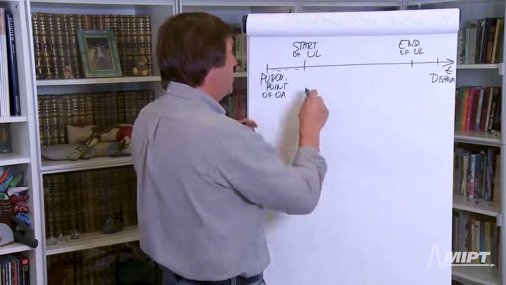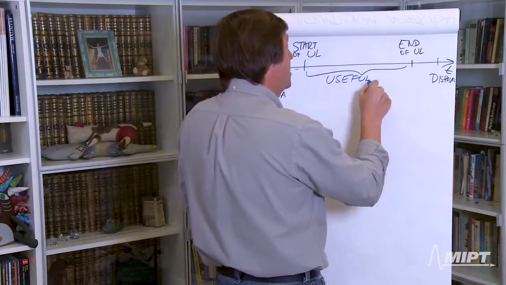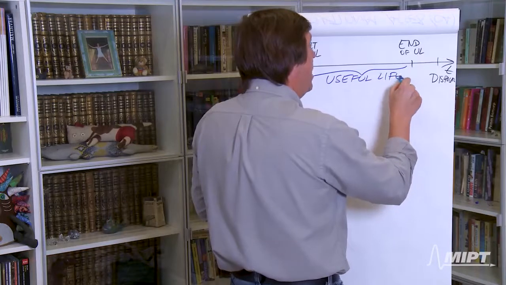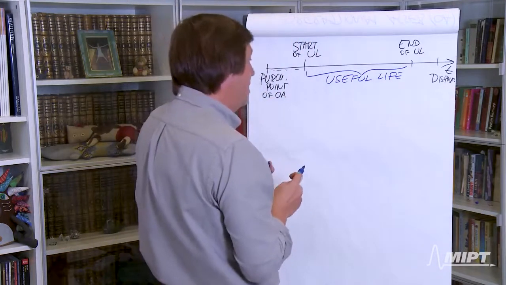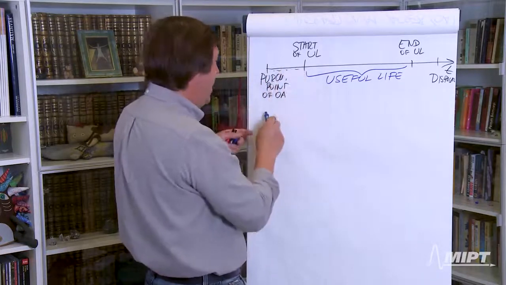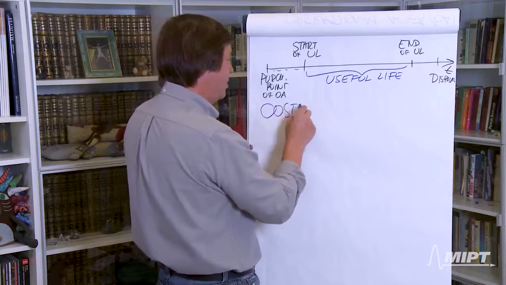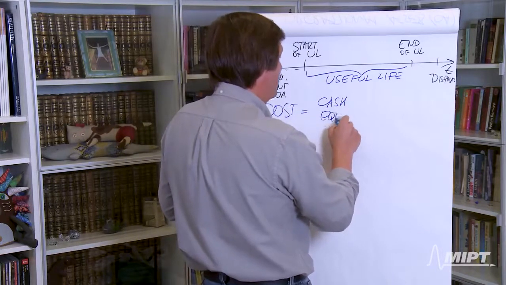So this is useful life. Basically, this is the amount of time when you use this asset. And now, when you purchase that, then you have the idea of cost, which is kind of important here. This is the cash equivalent of what you paid.